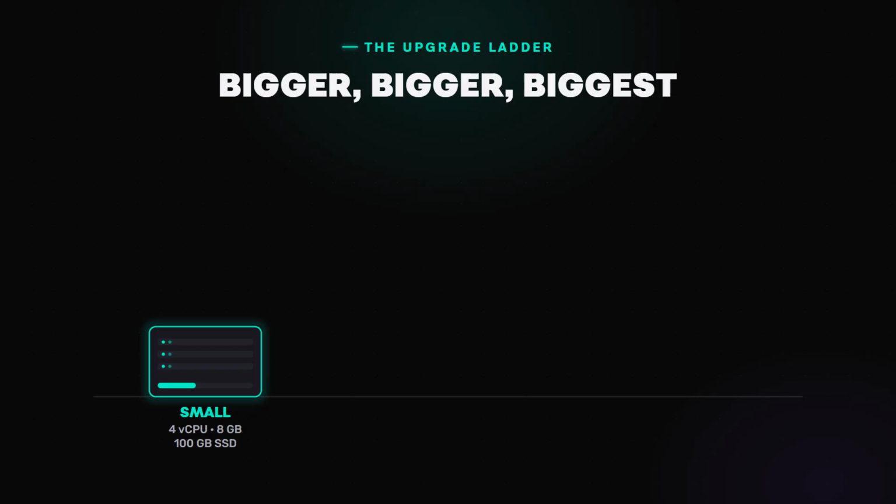Here's where we are going. Look at the upgrade ladder. The left box is your starting server, a small instance, say 4 virtual CPU cores and 8 GB of RAM.